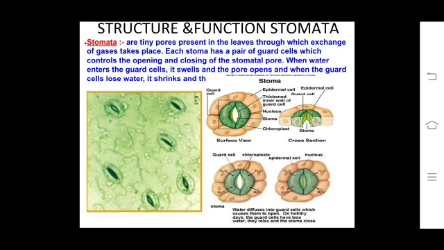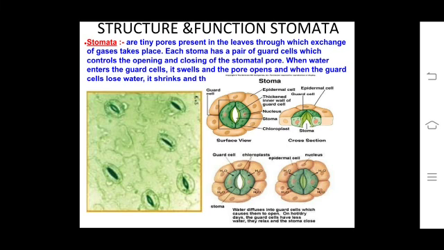And now let us come to the stomata. The structure of stomata: it consists of a pair of bean-shaped guard cells. Guard cells control the closing and opening of the stomatal pore. The guard cells enclose the pore. That means the stomatal pore opening is present in between the two guard cells.